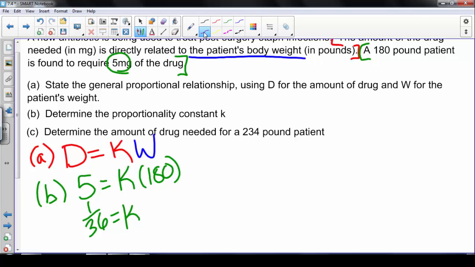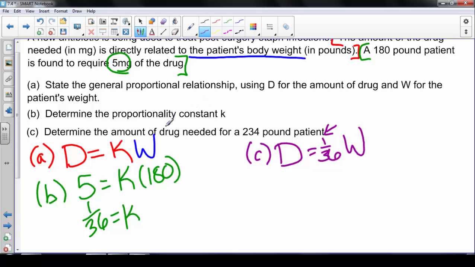So now what we're going to do is for C, put this all together. Before we can quite figure this out, let's go back to our original equation here. We know our K is 1 over 36 because we just found that out. And like I said before, within each problem, that K is the same. It's constant. That's why we call it the constant. It's always the same number within that problem.